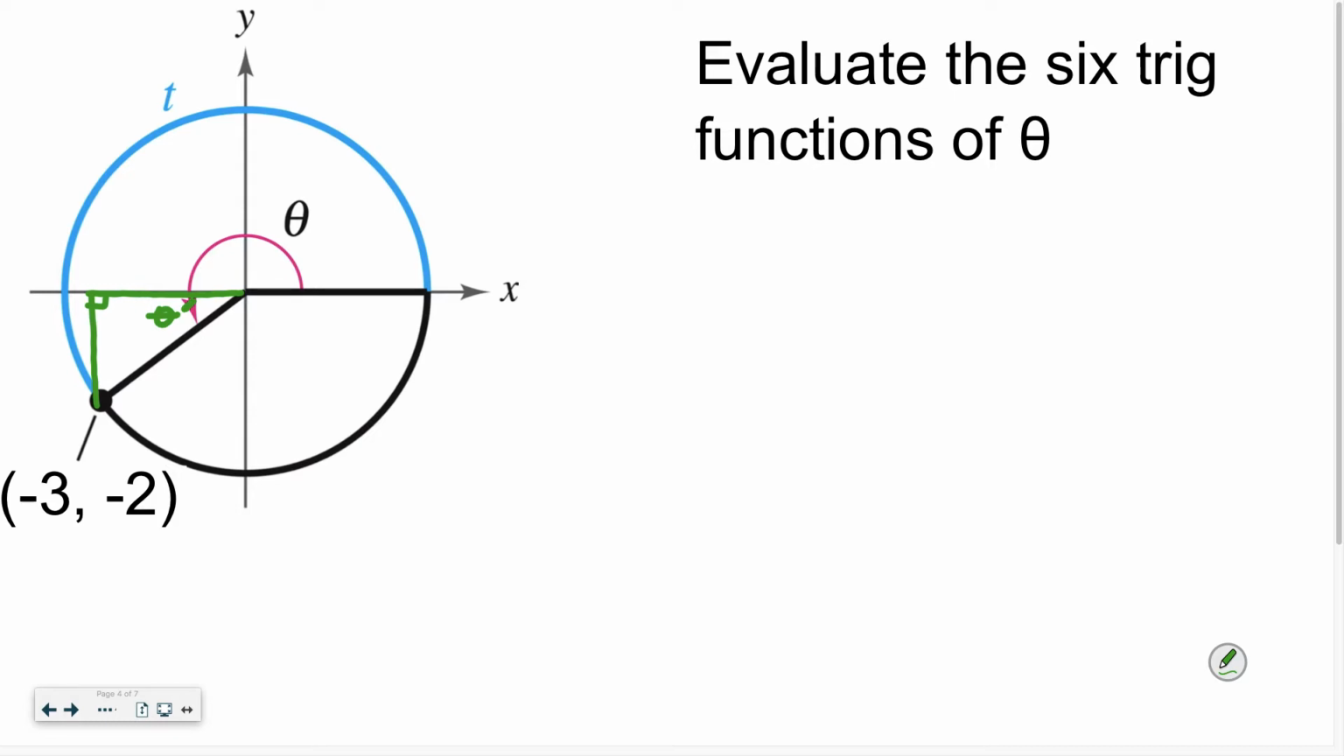And in our reference triangle, we have a side right here that is 3 because the x-coordinate is 3. And the y-coordinate is -2, so we know this has length 2. And to find the hypotenuse, what are we going to use? The Pythagorean theorem, which would give us radical 13.